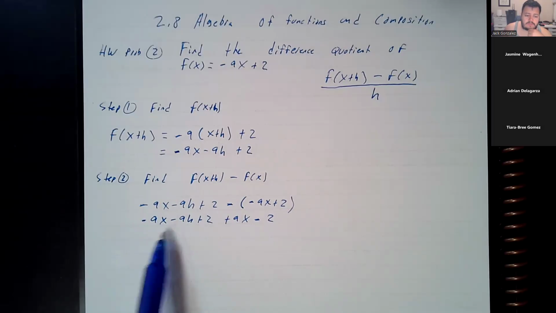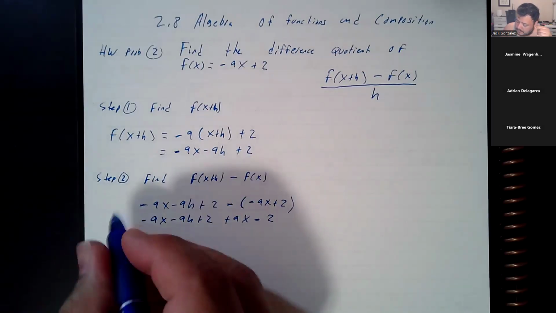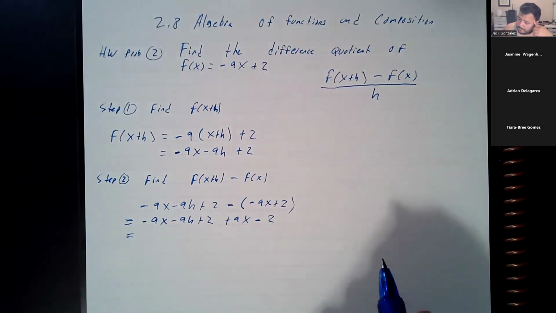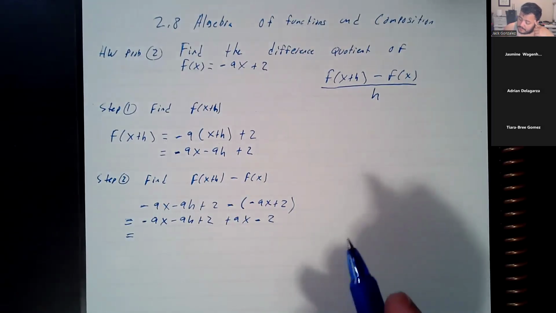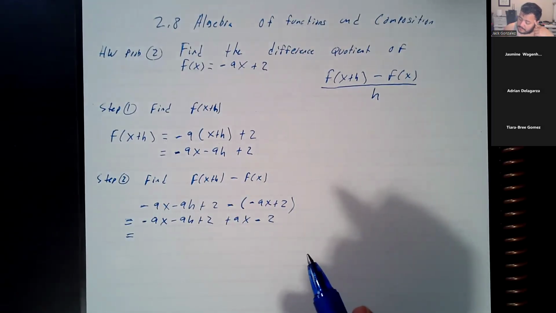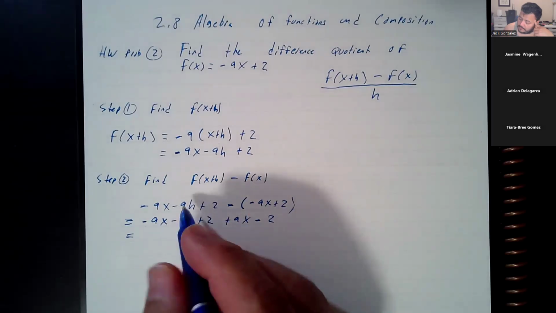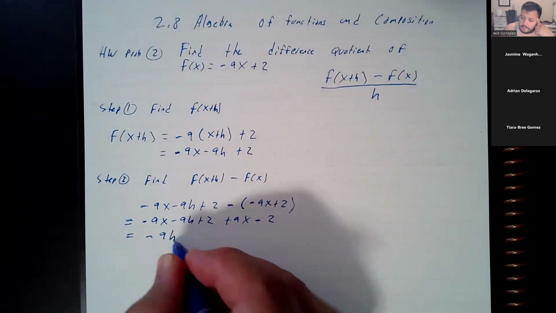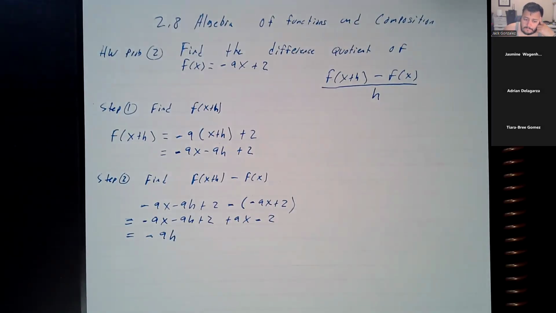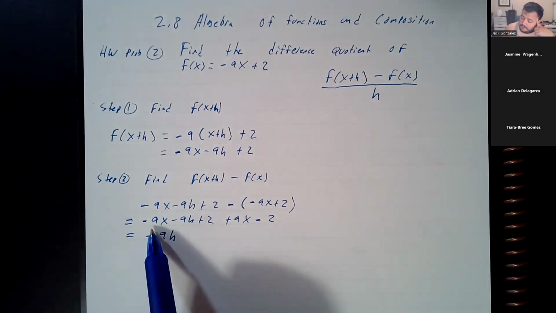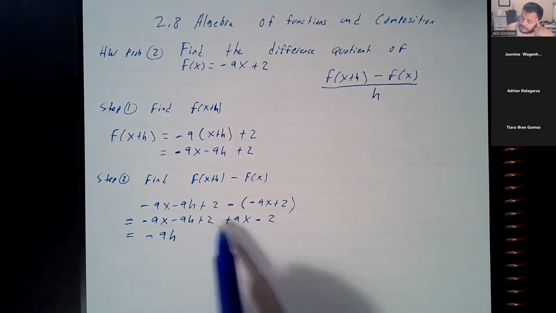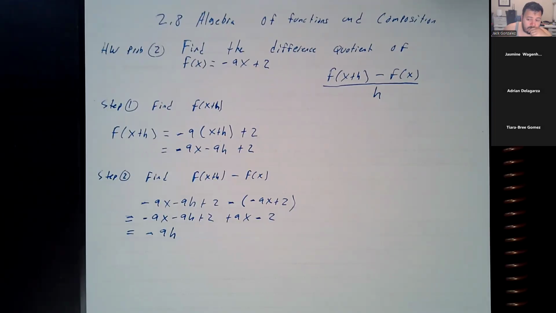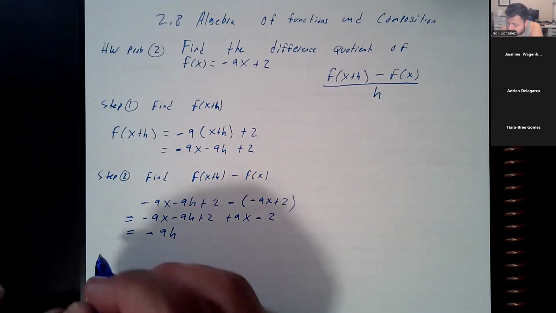Now we combine like terms. So yeah, it looks like a lot is going to cancel out, like you said, Adrian. Yeah, everything's gone except this guy, because negative 9 plus 9, 2 minus 2. Any questions on step 2?